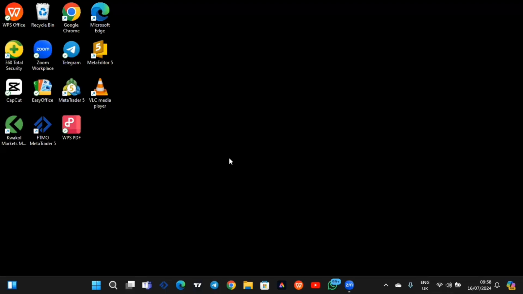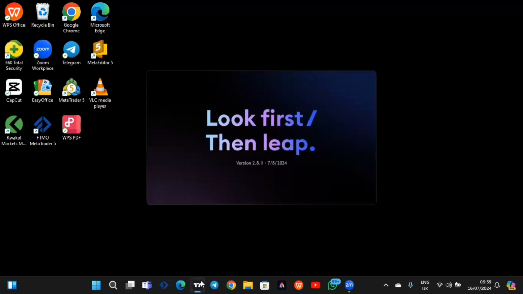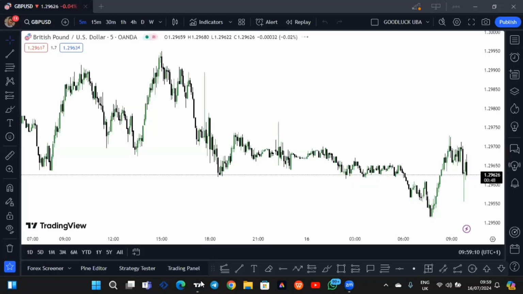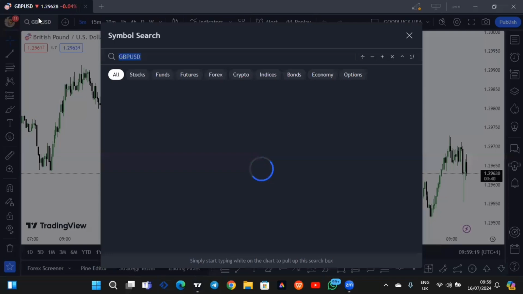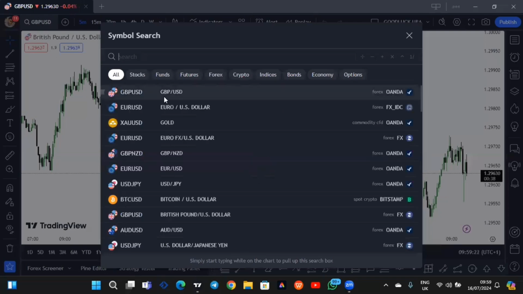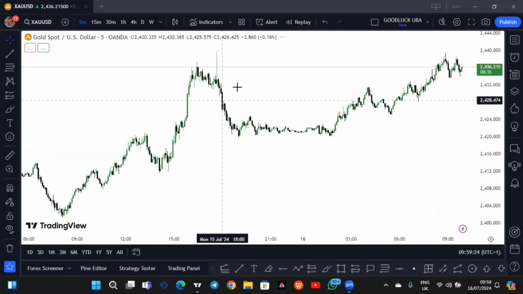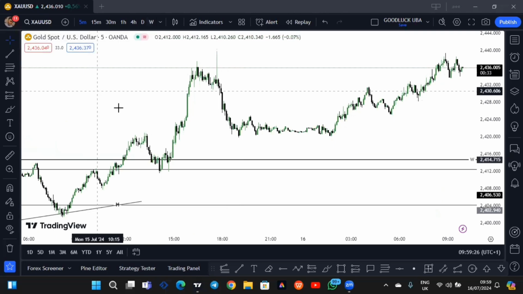So guys, I'm currently on my screen. Let's open TradingView together. Since this week, I've not been on this chart. So here we are on TradingView. This is GBP USD. I'm not a fan of GBP USD. I trade gold, XAU USD.